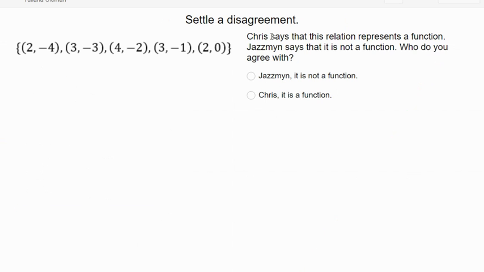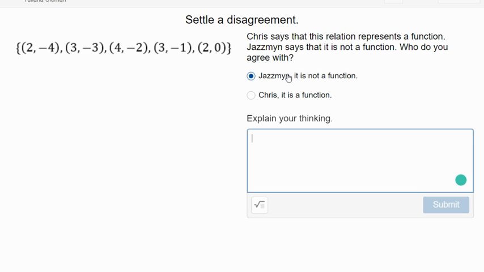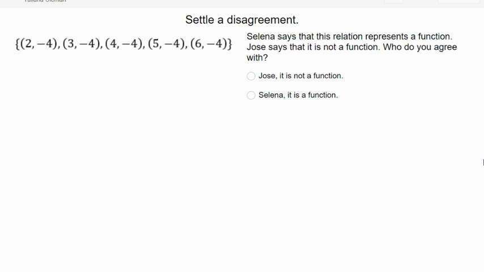So looking at this one, Jasmine is correct. It is not a function. Because remember, when I'm looking if something is a function, I'm looking at the x values. So my x values here are 2, 3, 4, 3, 2. Notice that I have two 2s and I have two 3s, right? So in a function, my x's cannot repeat. And since I have two 2s and two 3s, no, this would not be a function.